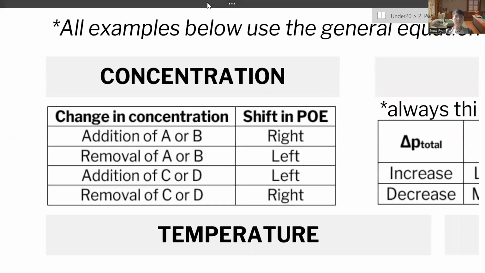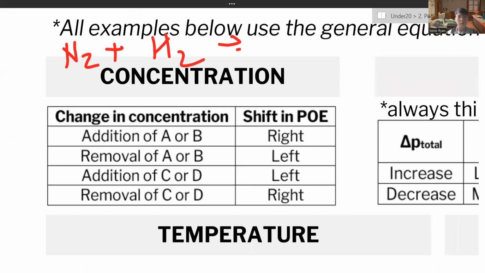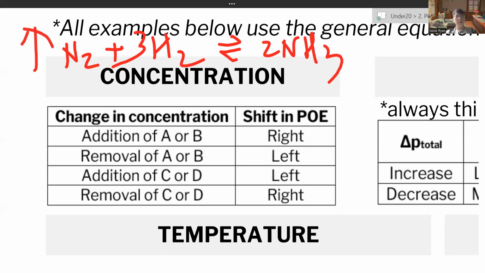So what this means is that, let's just say I have a Haber process, right? Haber process is N2 plus H2 reversible arrow 2NH3. Okay, so let's just say I add nitrogen gas to the system. LCP wants to reverse that change. So I want to decrease the concentration of nitrogen now. And how can I do that? I just use up the nitrogen now. So the position of equilibrium will shift to the right to decrease the concentration of the reactants.